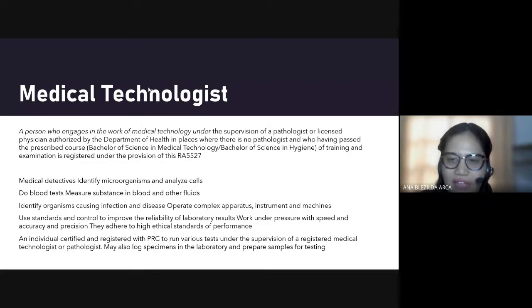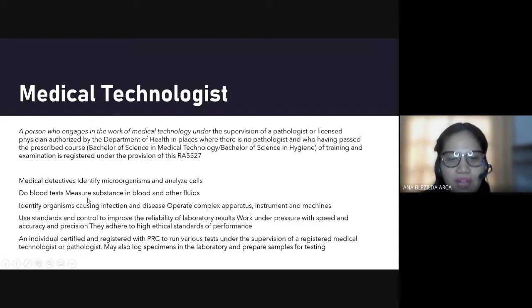Kasi hindi naman lahat ng pathologist expert sa laboratory medicine. So meron dyan certifying step pa na kinukuha sila para maging head sila ng laboratory. That's why the pathologist is always the head of the laboratory because meron siyang specialization. Okay? And then, so sabi nga dyan, they must have passed the prescribed course, di ba, of training and examination is registered under the provision of RA 5527. So medical detectives, they are identifying microorganism and analyze cells. So that is medical technologists.